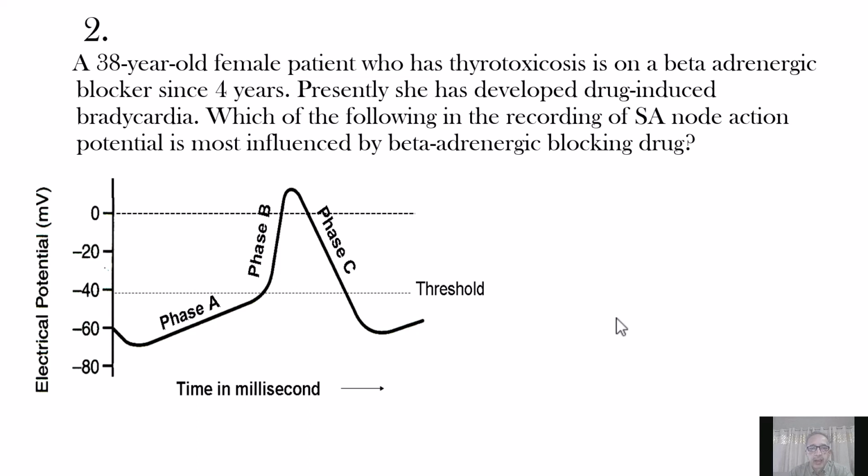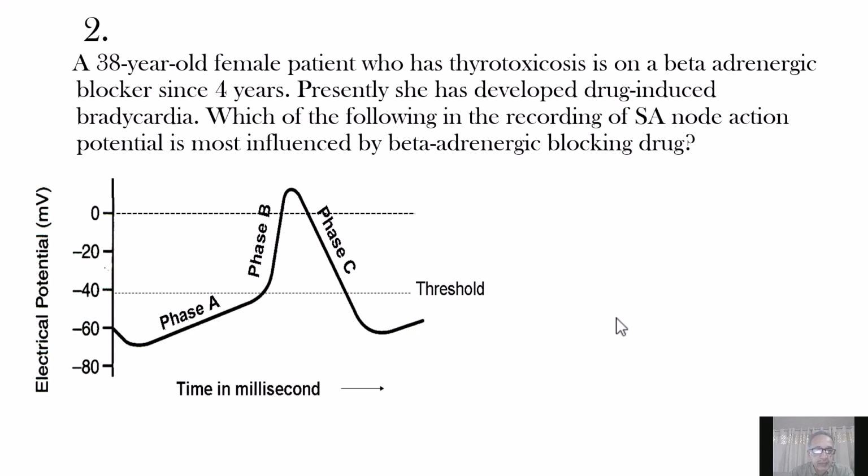So you have an action potential recorded. This is from the pacemaker, the SA node. This is a typical SA node action potential. Unstable membrane potential is shown by phase A, sometimes called the slow diastolic depolarization, or the pacemaker potential. Slow drift of membrane potential towards the threshold. So from minus 70, it has reached minus 40, the threshold, where the action potential is fired. Phase B starts, and phase C is the repolarization.